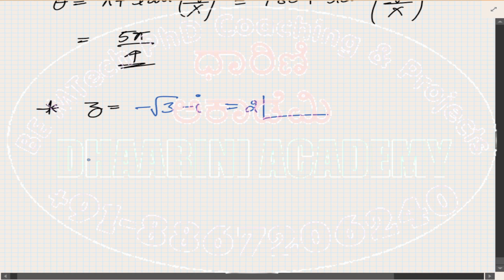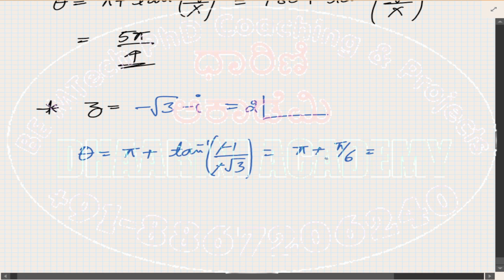So to calculate the angle, theta should be equal to, both are negative, so there has to be pi plus. Okay, pi plus tan inverse of y is minus 1 and x is equal to minus root 3. So it cancels again, I just have 1 by root 3. So this is pi plus tan inverse of 1 by root 3, which is 30 degrees, so pi by 6. So this is 7 pi by 6 is the answer. Otherwise 30 plus 180, this is 210 degrees.